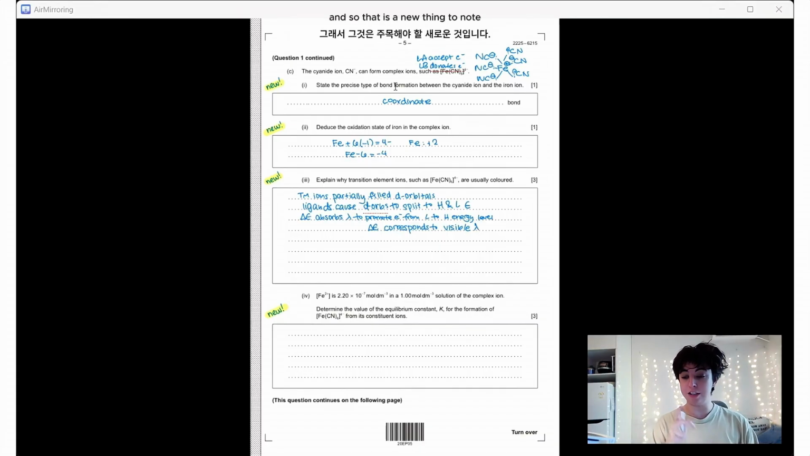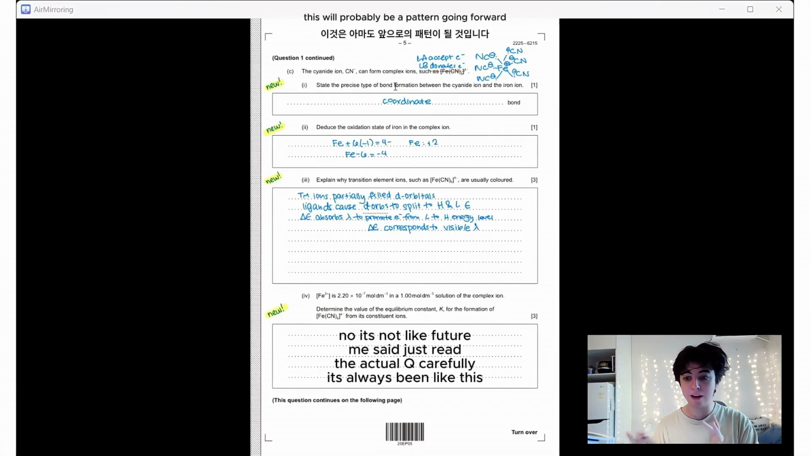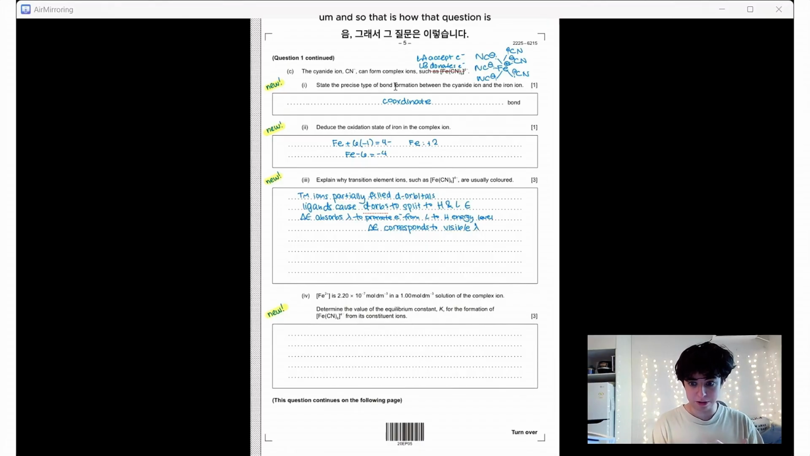And so that is a new thing to note with these new 2025 mark schemes. And now we're going to assume that this will probably be a pattern going forward, because they probably will still ask this question every few exam seasons because it's a common one, right? And so that is how that question is. It's still approached pretty much exactly the same as it was previously, but then that final mark of complementary color no longer is accepted, and it has to be something along the lines of answering about the visible region instead.